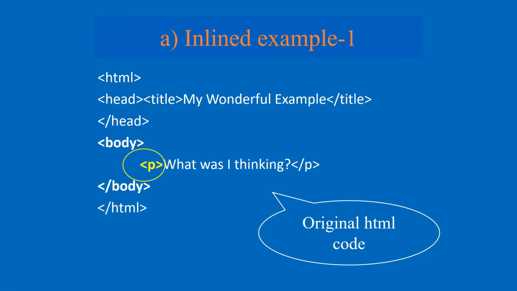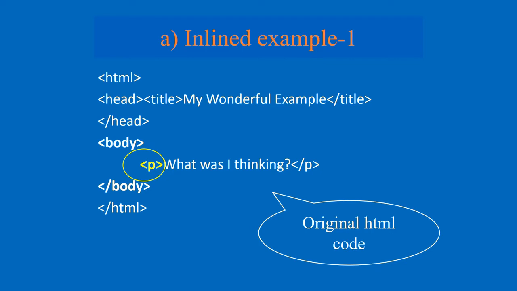Here you see a normal HTML page. After the body you can write any elements based upon your purpose. In this example, after the body you see a paragraph tag. In the paragraph there is a statement, and we close that paragraph tag. As per inline CSS, we'll apply some CSS properties for this paragraph element.